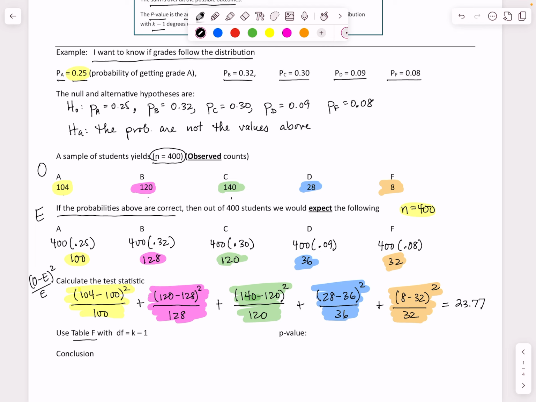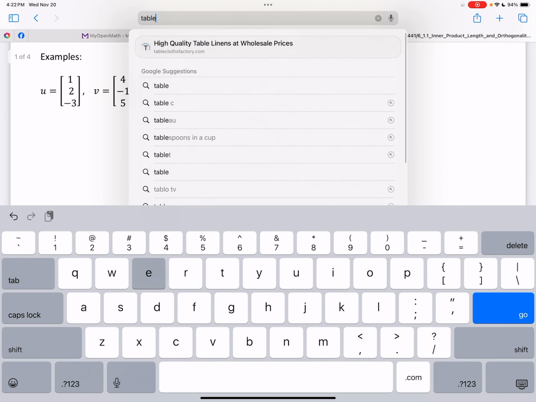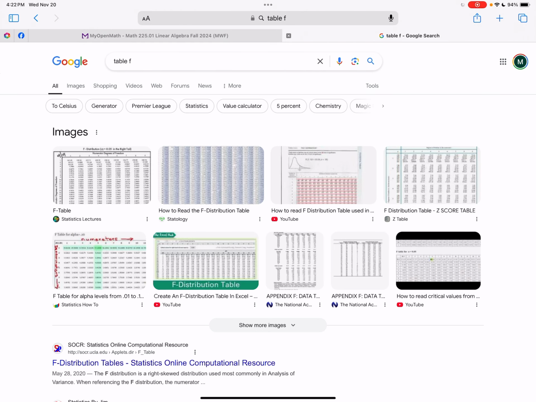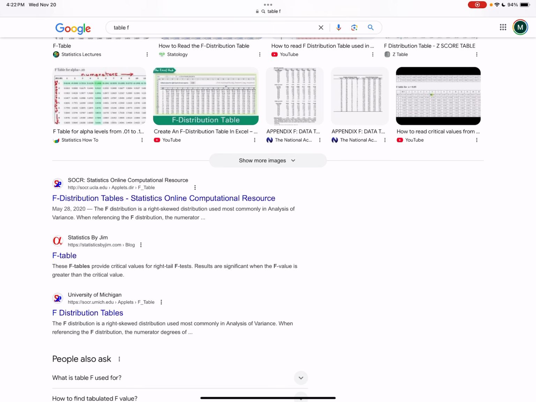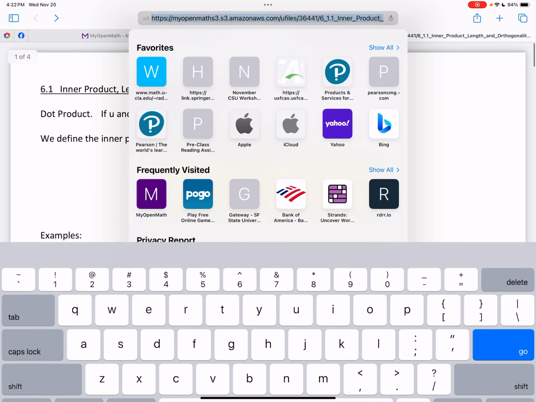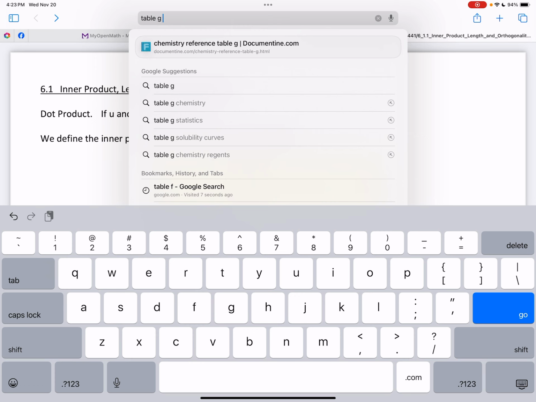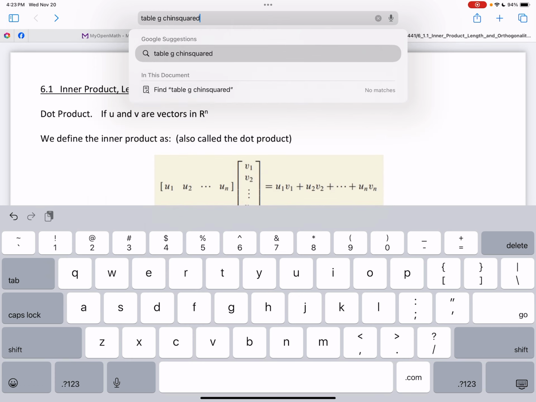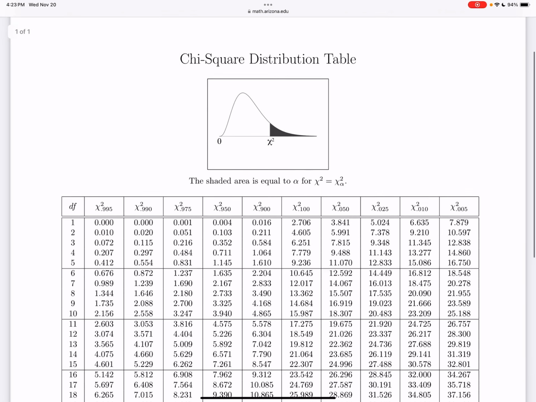And I just realized I did not provide table F. So let me quickly do a table F. My apologies. Where is table F? Sorry for the delay. I should have. So table F, chi-squared. Let me do it this way. That's the one. Well, close enough.